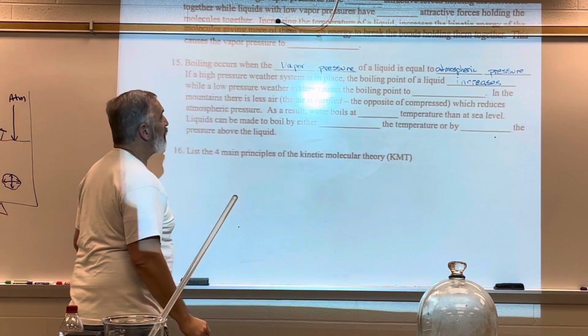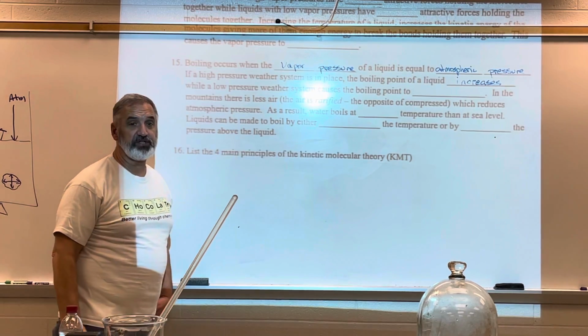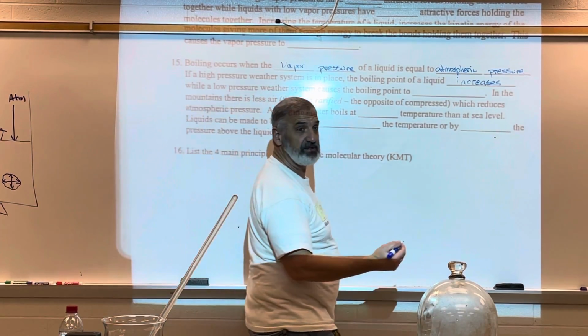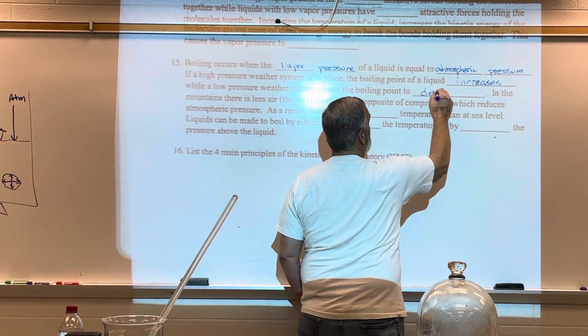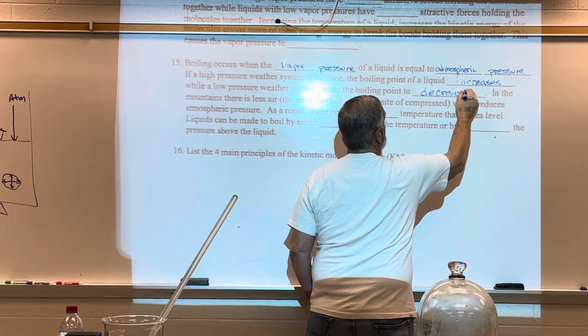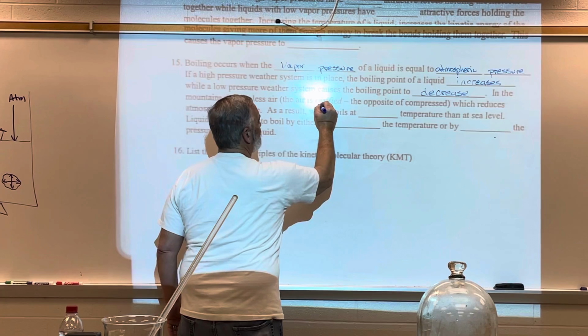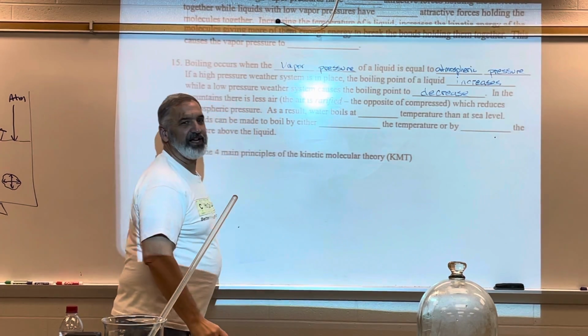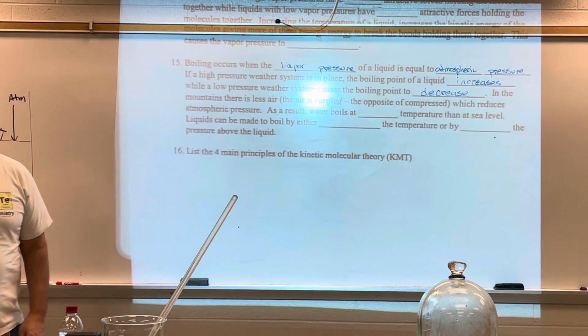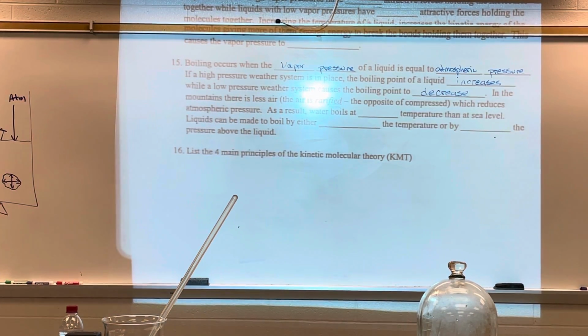Okay, while a low pressure, what does it cause the boiling point to? Obviously the opposite, decrease. So in the mountains, and this is a great word, I love this word, rarefied. That means the oxygen in the air is rare. It is farther spread apart. It's harder to breathe in the mountains because the pressure is lower, so it's rarefied. Okay, it's a good ACT word for you.